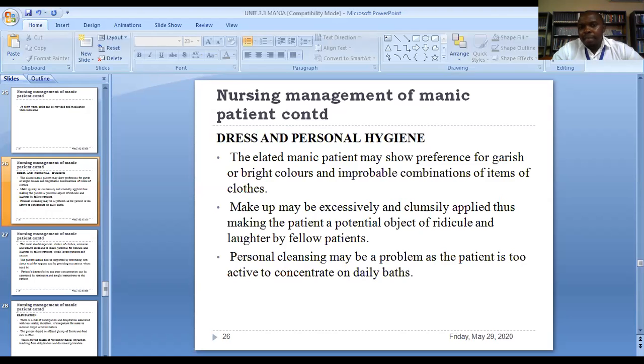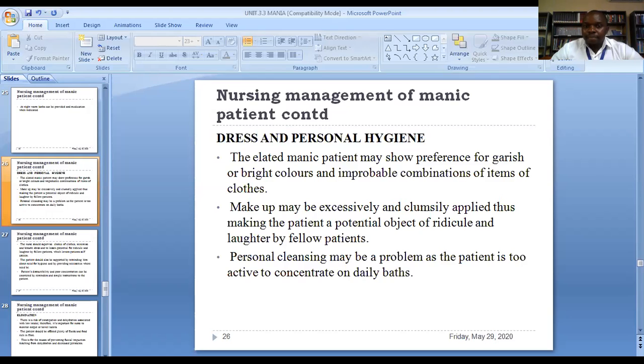So makeup may be excessively and clumsily applied, as we said, and this makes the patient a potential object of ridicule and laughter by fellow patients. And that now ignites irritability in the manic patient because other patients may be ridiculing the patient or laughing at the patient because of the combination of colors. So as nurses, we should help balance up these colors and also ensure if they are female, apply the normal levels of makeup to avoid other patients in the department starting to laugh at or ridicule the manic patient.